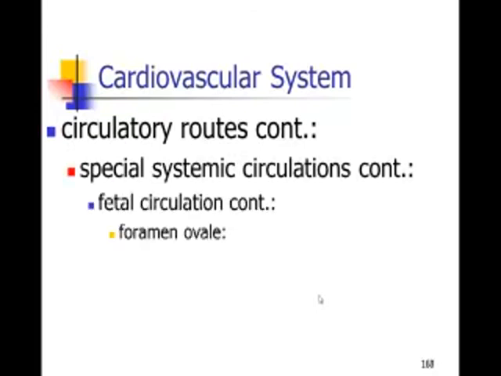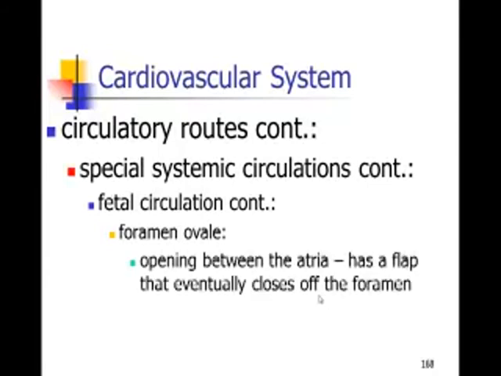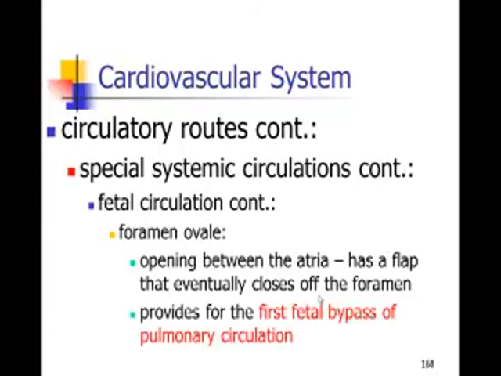So, the foramen ovale is going to be between the left and the right atrium in the interatrial septum. There's a flap that is hanging out into the left atrium, and eventually that closes off the foramen when the baby is born, or at least normally it would be. What is the function of this? It provides for the first fetal bypass of pulmonary circulation.